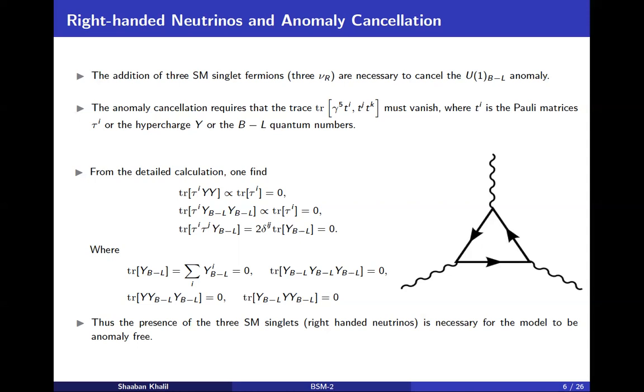You will find that if you take the charge 1/3 for quarks and -1 for leptons, you will get B minus L automatically, and the right-handed neutrino as well. So this is the consistency condition for B minus L to be anomaly free.